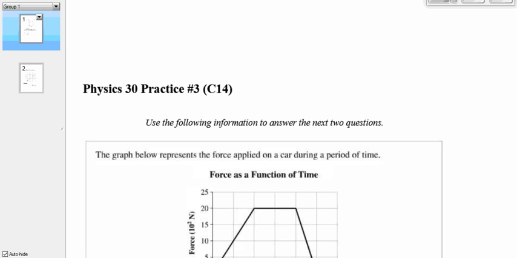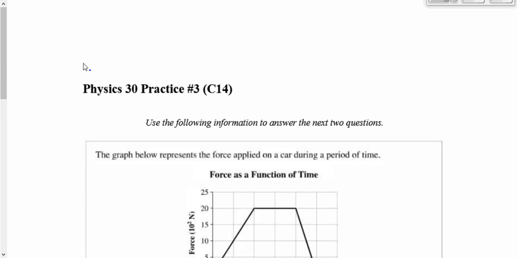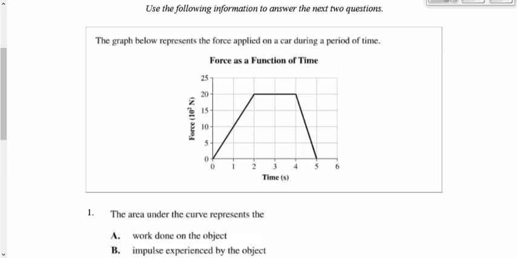Have a look at practice question set number 3 up here now. Right away, I have no idea what I'm being asked for in question number 1 or question number 2, because it does say use the following information to answer the next 2 questions. But listen, I do know that I have a force versus time graph, and I know that every time I see a force versus time graph, I always have to think of 3 words.